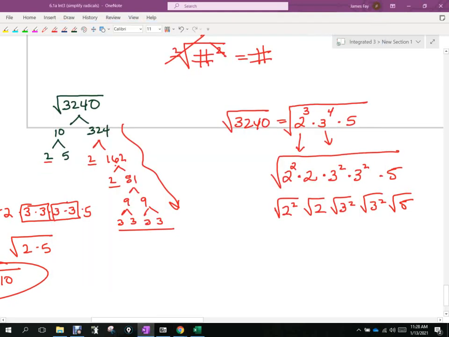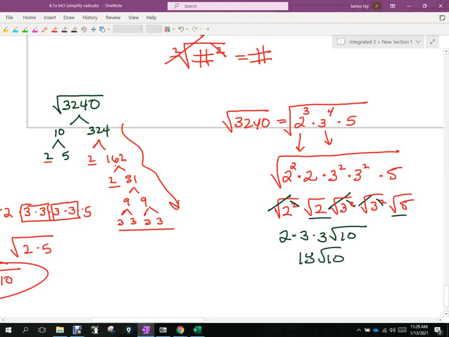So the reason we would do this is because now, can I cancel that one with that and leave just a 2? Cancel this one with that, leaving me just a 3. Cancel that one with that, gives me just a 3. And then I've got the 2 and the 5. They don't cancel, so they go back together as 10 underneath there. I get 18 radical 10 again.